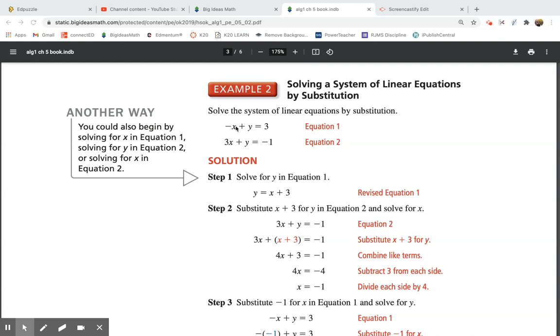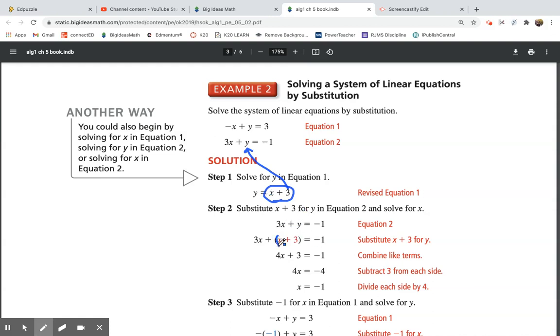What they did was solve for y on this one, because all you have to do is add x to the other side. So y equals x plus 3. Once we've done that, I take this and plug it in for y in the other equation, since that's what it tells me y equals. So we now have 3x plus x plus 3.